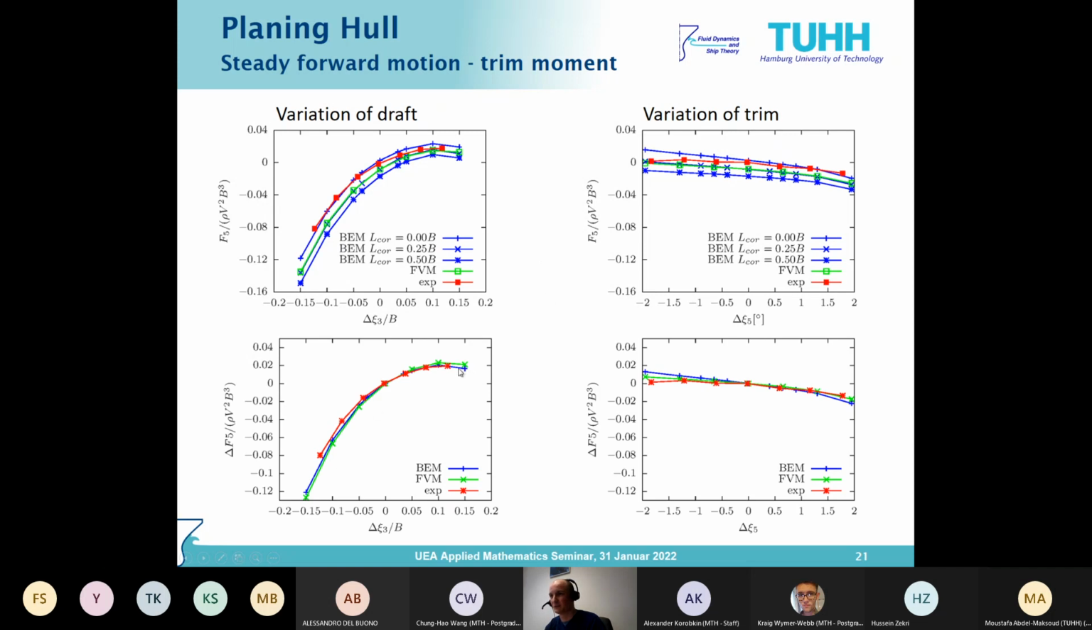Yes, the same thing I did for the trim moment. Again, it gets better for a change of heave than for a change of trim.